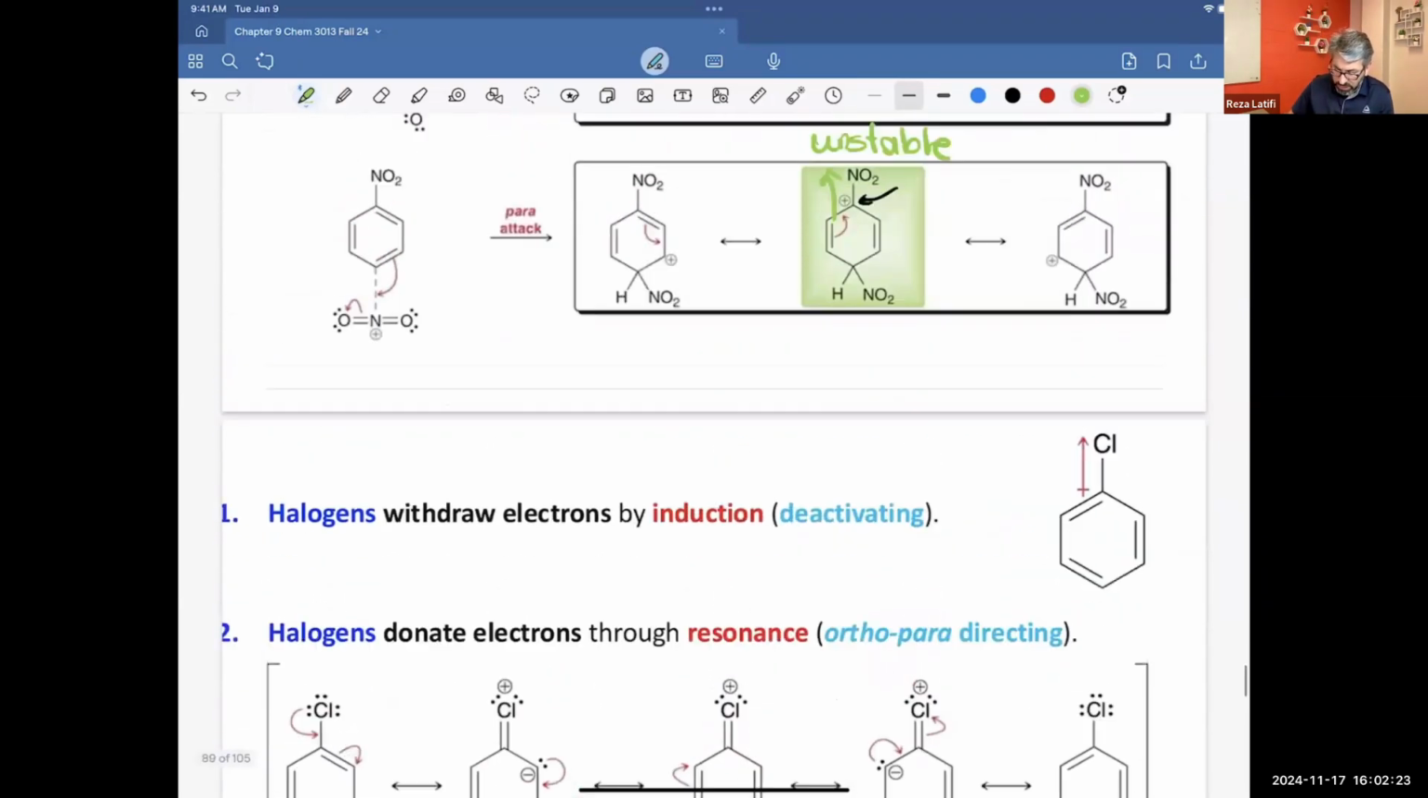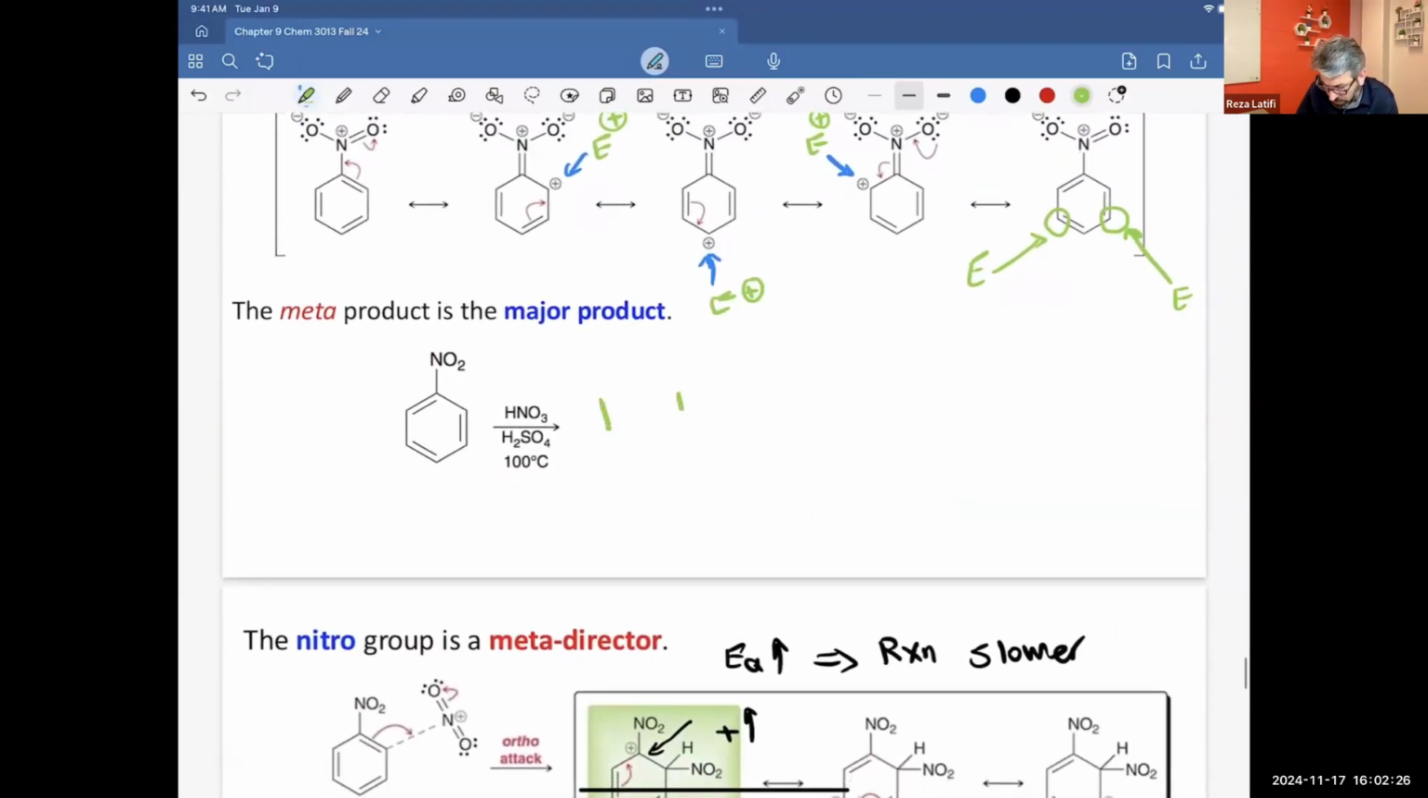So in that case, we will get this. Mainly, we will get a nitro... No, my bad. We will get a meta product. So the new NO2 will show up here.